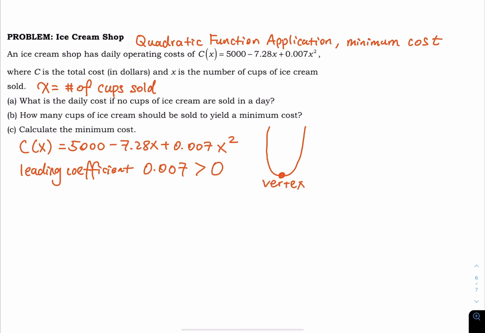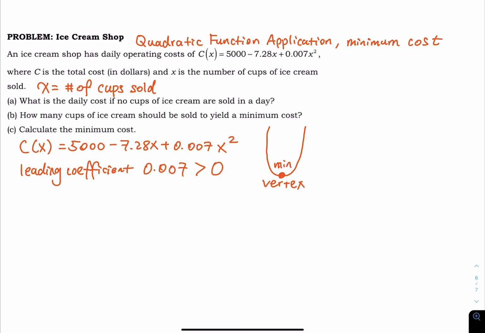Is that vertex a minimum or a maximum? It is going to be a minimum. As long as you find the x coordinate of the vertex, that x coordinate tells you how many cups of ice cream you have to sell to minimize your cost. But that will be part B. So let's answer part A.